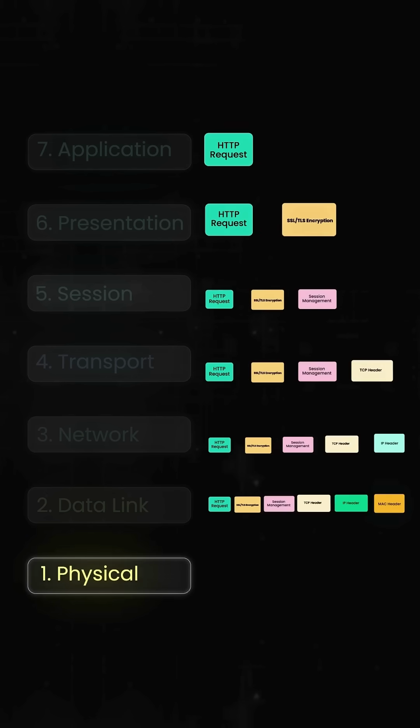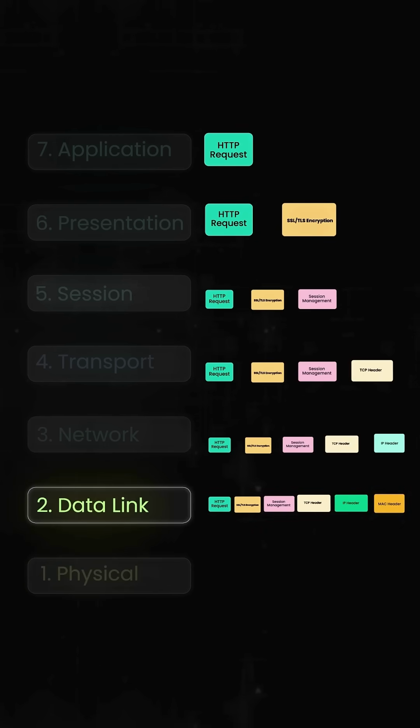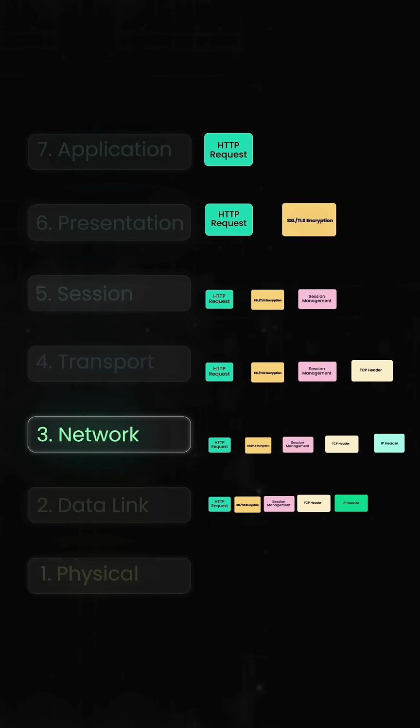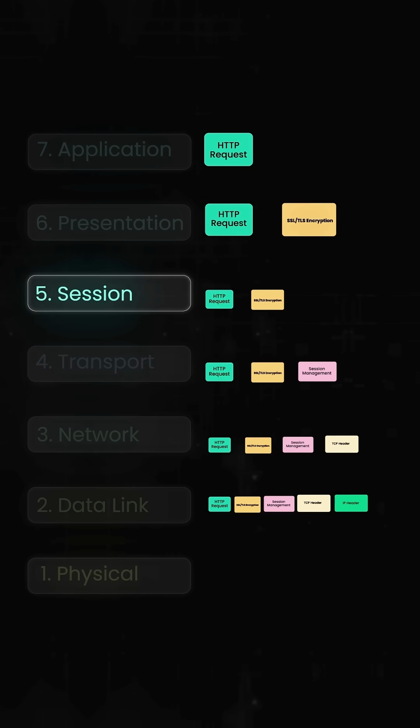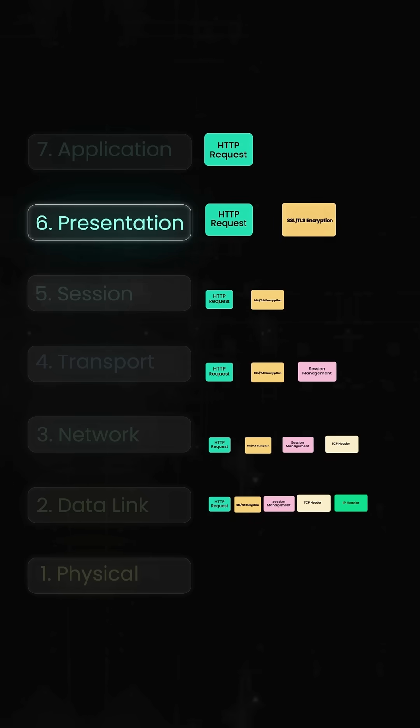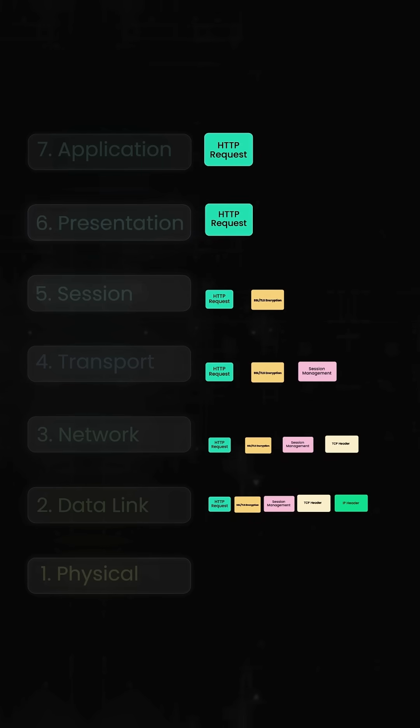The web server receives your packet and processes it in reverse order. Layer 1 converts electrical signals back to data. Layer 2 removes MAC headers. Layer 3 removes IP headers. Layer 4 removes TCP headers. Layer 5 manages the session. Layer 6 decrypts the SSL. And finally, Layer 7 processes your HTTP request and sends back the web page.